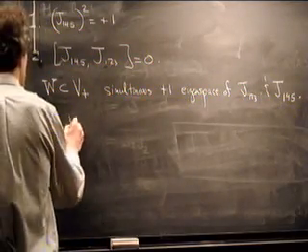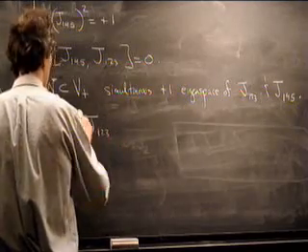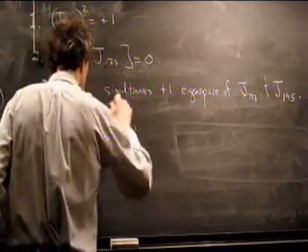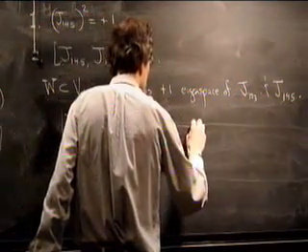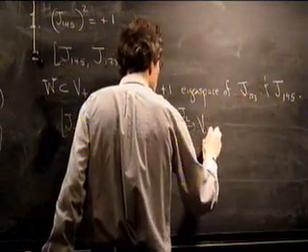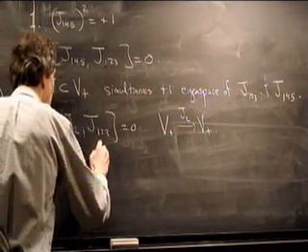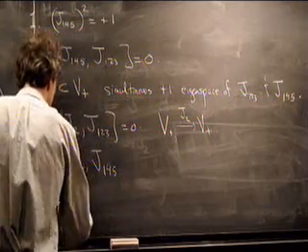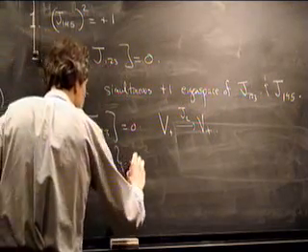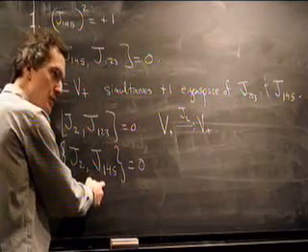Now, J2 commutes with J1,2,3. So J2 takes V plus to V plus. But J2 anti-commutes with J1,4,5. Right? Because it anti-commutes with 1, 4, and 5. That's 3 minus signs.